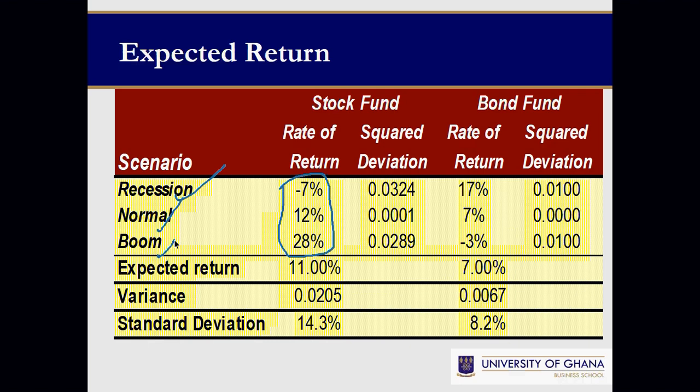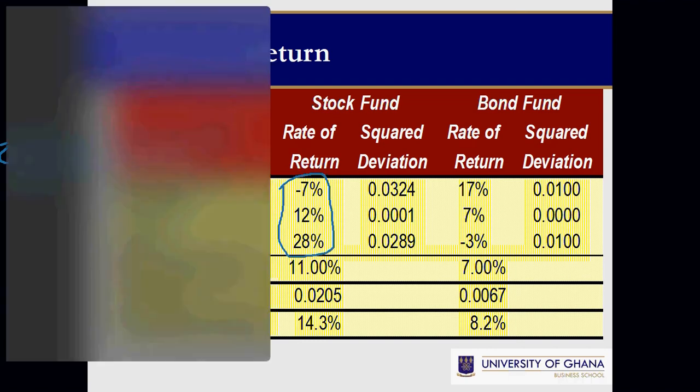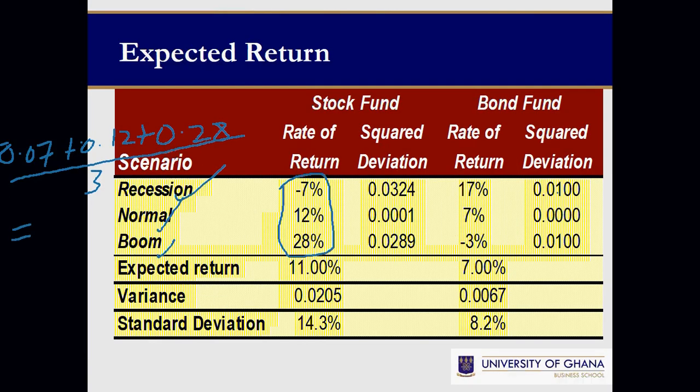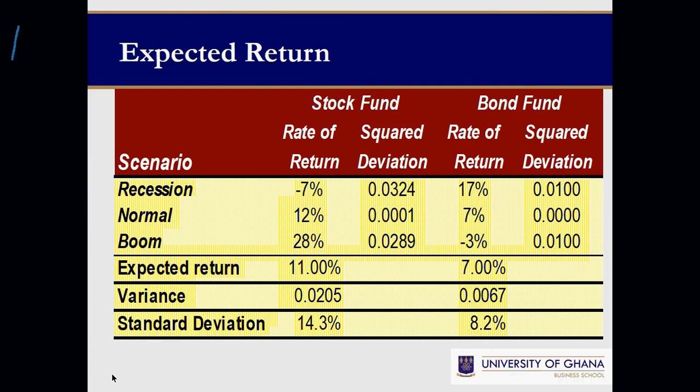So that's what we are going to do. Negative 0.07 plus 0.12 plus 0.28. Remember, this is negative 0.17 divided by 3. So when we do that, we are getting 11. That is our mean for the stock. You get it? That's our mean for the stock. Let me write it here: 11%.